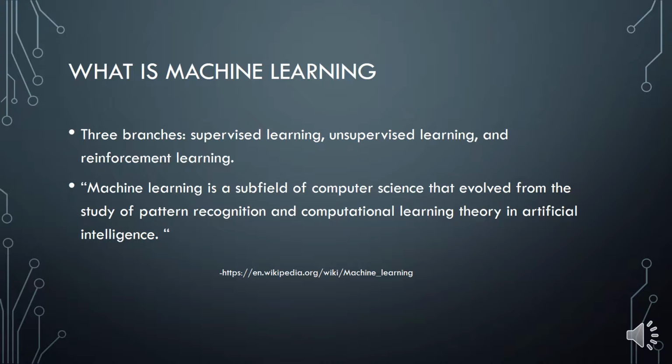For example, you can ask a computer to learn from parameters describing the weather, and based on those weather parameters, predict whether there will be a thunderstorm or not. There are three main branches of machine learning: supervised learning, unsupervised learning, and reinforcement learning. We will go into details for them in later sessions.